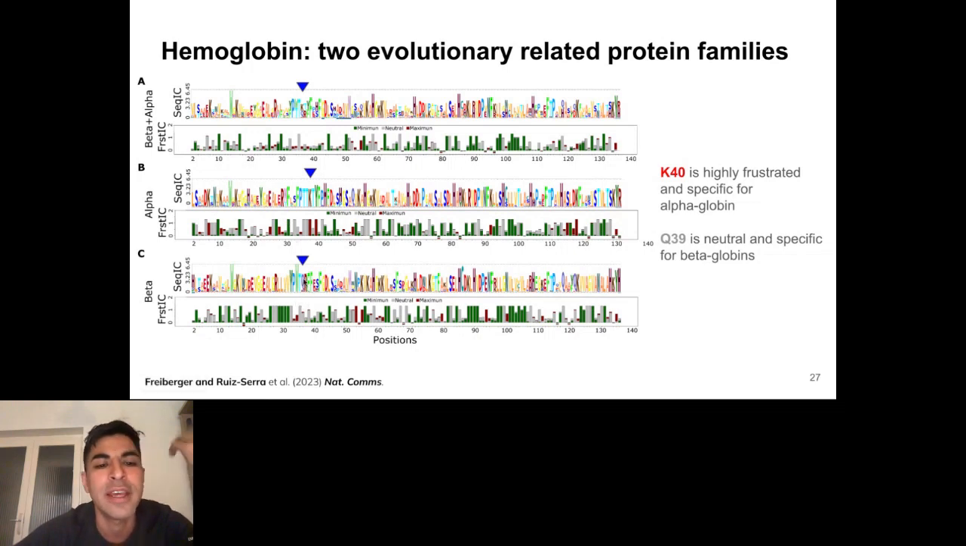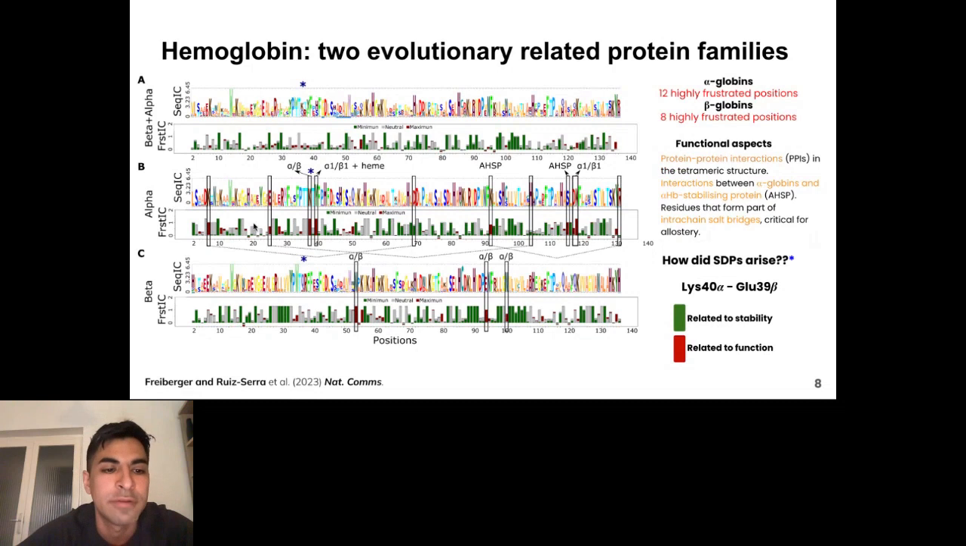So the thing is, if you have followed my logic, alpha globin has a functional requirement in this position because it has a lysine that is bad for the local energetics. And if this was maintained here over evolutionary timescales, it's because there is a functional requirement. And the same doesn't happen with the glutamine here in the beta unit. So this is all very nice. And we were able to link all these highly frustrated and conserved positions to different functional aspects of this family.